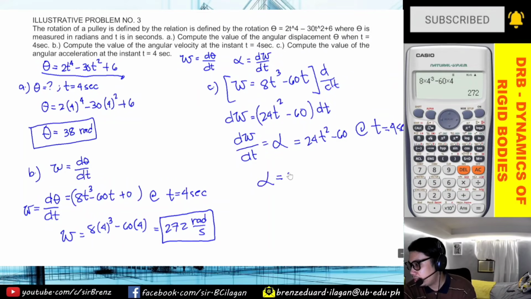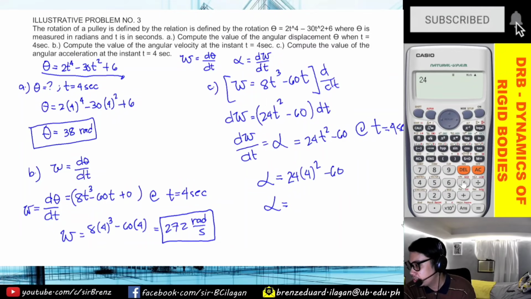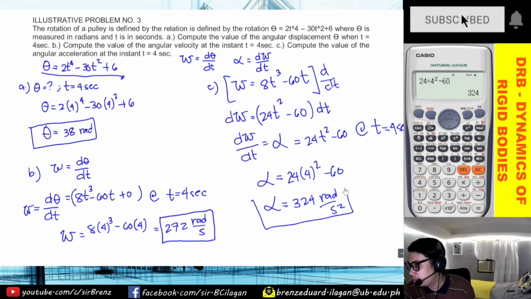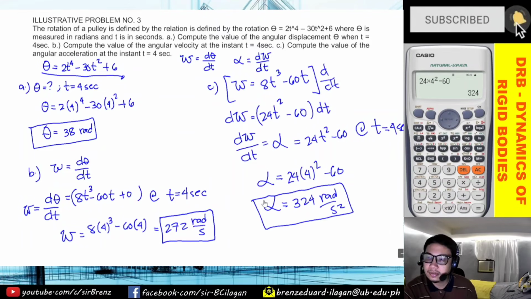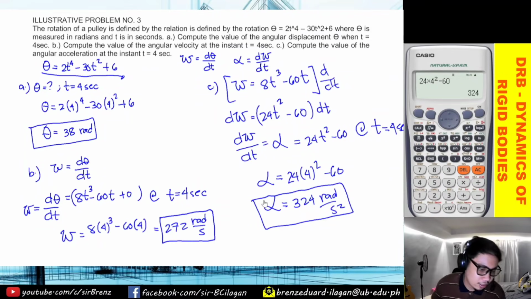So, alpha is equals lang sa 24 times 4 squared minus 60. So, what is our angular acceleration at 4 seconds? 24 times 4 squared minus 60. So, we have 324. So, anong unit niya? Radian per second squared. Okay, guys. So, those are the answer for problem number 3. Again, I'll give you another 2 minutes to copy this problem. So, you may start copying.